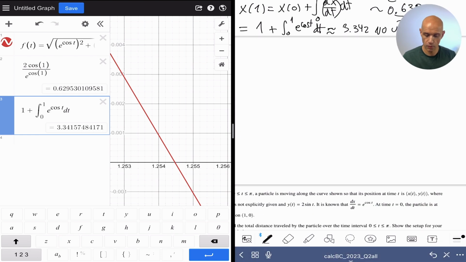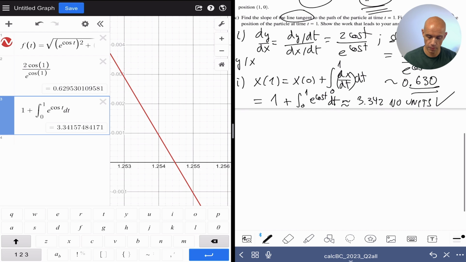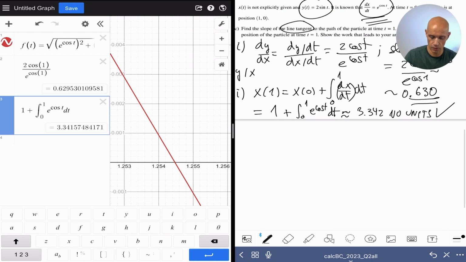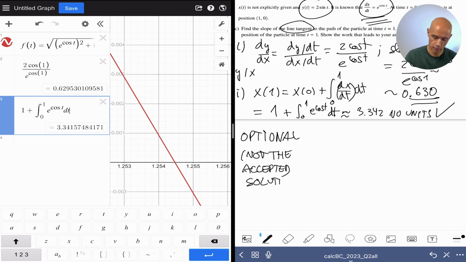Now here I would like to add something for those who are going for A++, and it is the following. What if we had tried to use some kind of tangent line to solve this problem? Well, this is optional, and be careful with this. This is not the accepted solution. Okay, not the accepted solution. But let's see what we can do.